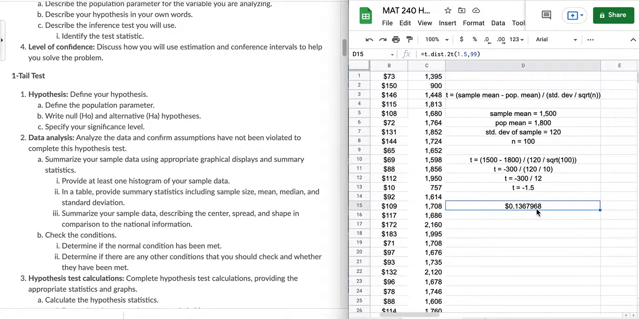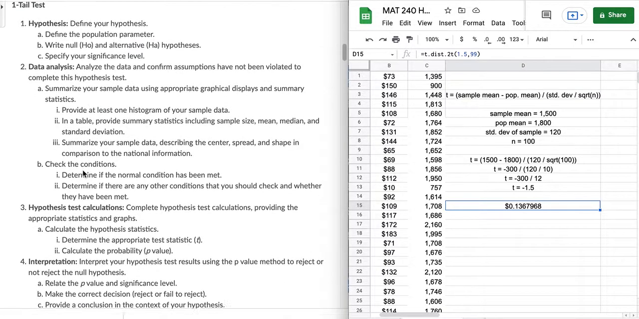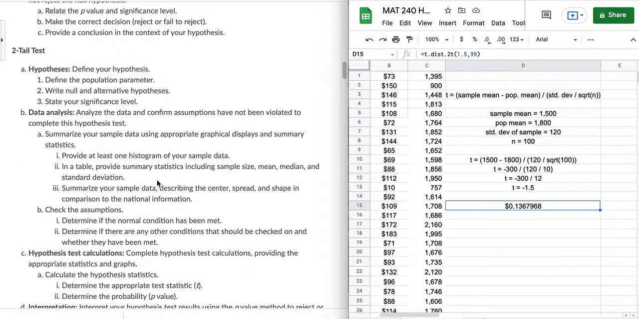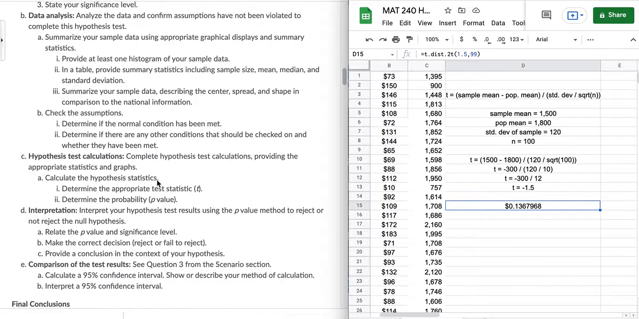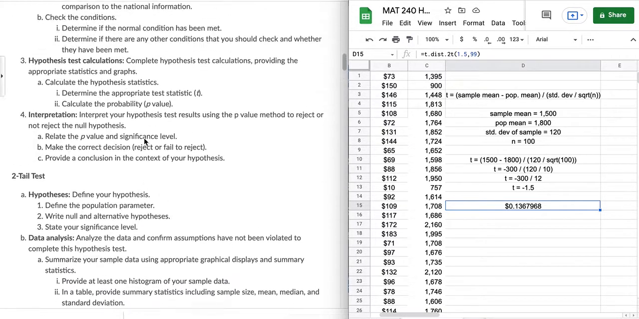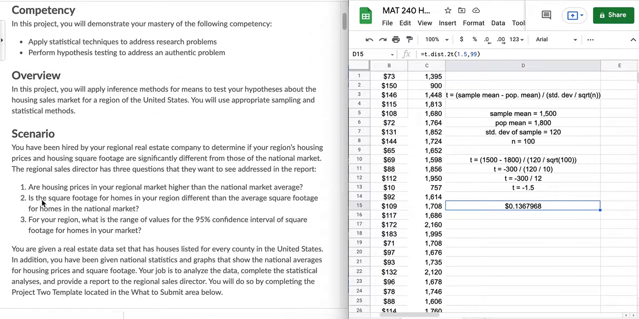I would fail to reject H0, and I would say that the square footage for my region doesn't appear to be different from the national average because we can't reject H0. Okay, so I was doing a two-tailed test. You've got to decide whether it's a one-tailed or two-tailed test, but you'll do the same process for both of those, part 1 and part 2.